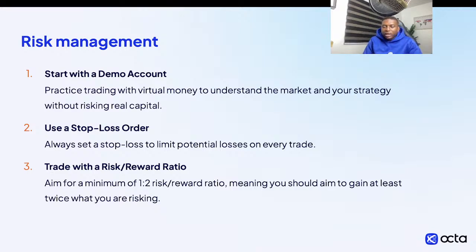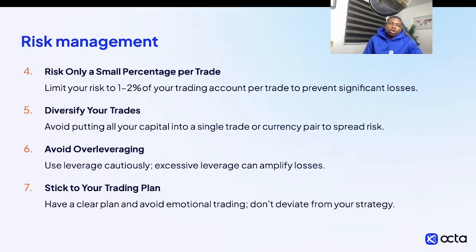Number three, trade with risk to reward ratio. And most advisable, you can aim at a minimum of 1 to 2 risk to reward ratio, meaning you should aim to gain at least twice as much as you are risking. That is very, very important, and that's what we recommend. Now, number four, you are also to risk only a small percentage on a single trade. Don't risk 100% on a single trade. All right, you have to risk a small percentage on a single trade.